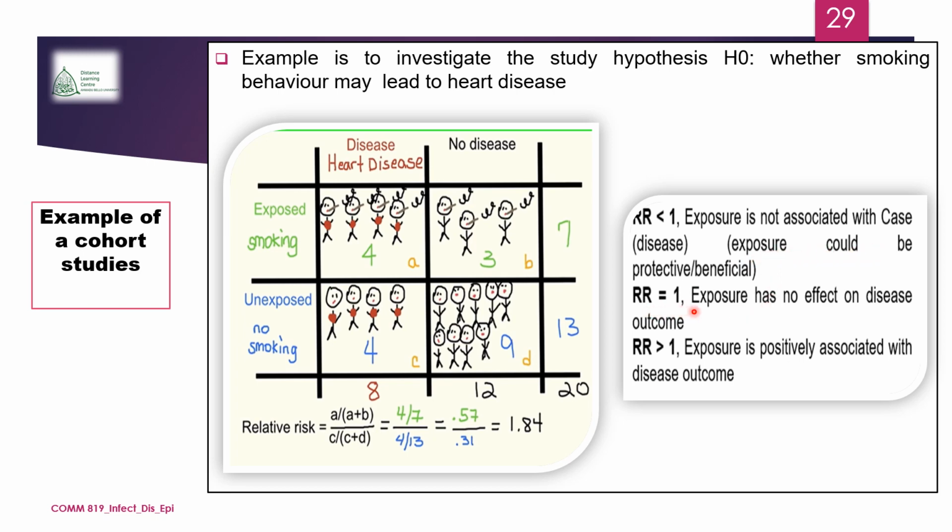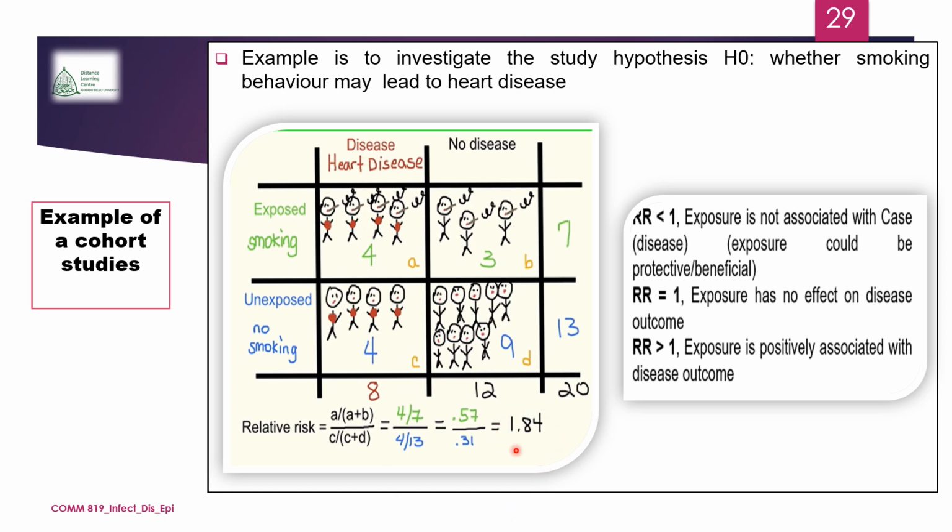When relative risk is 1, exposure has no effect on disease. If it's greater than 1, exposure is positively associated with disease, just like that of odds ratio. But in this case, we are using relative risk, not odds ratio. Based on this value, 1.84, which is greater than 1, we know that exposure is positively associated with disease outcome. That means smoking is positively associated with heart disease.